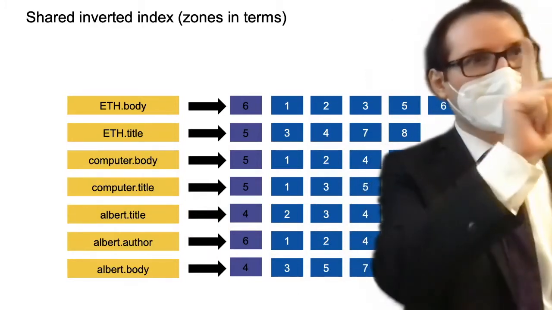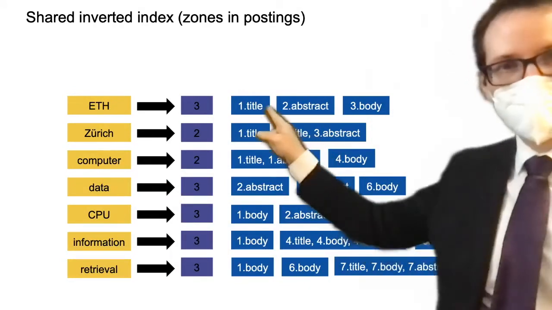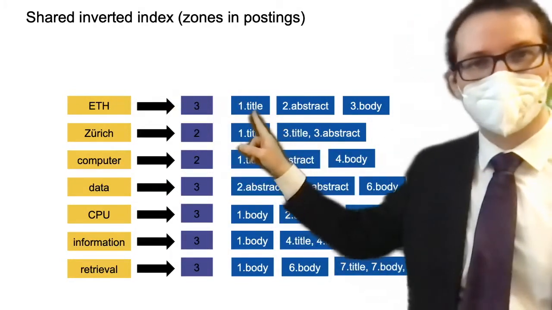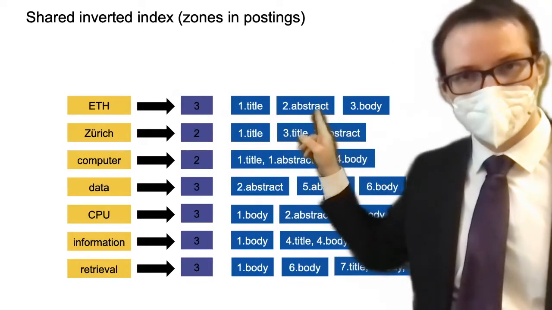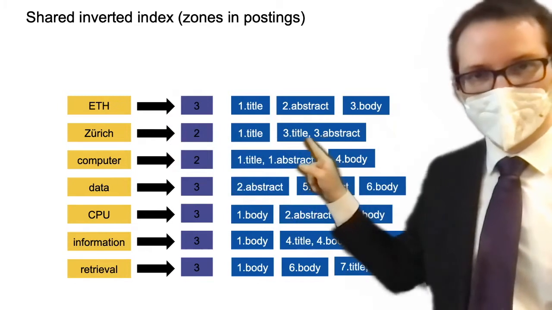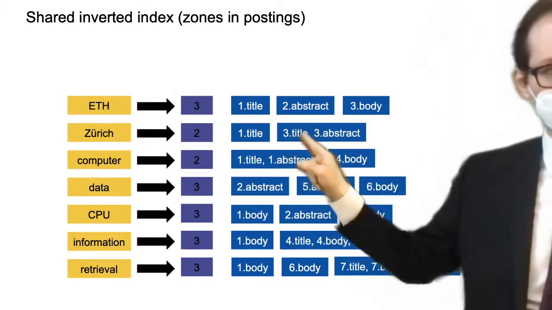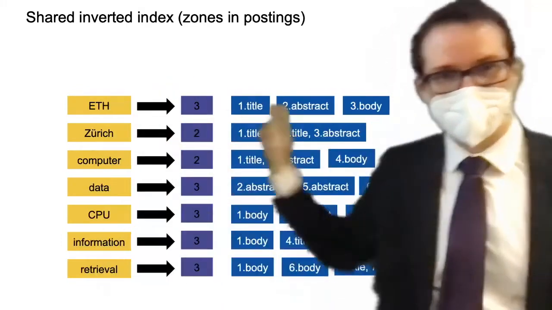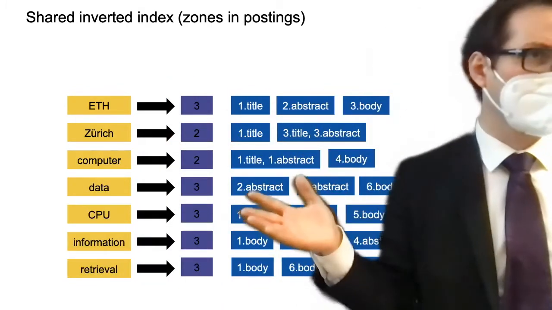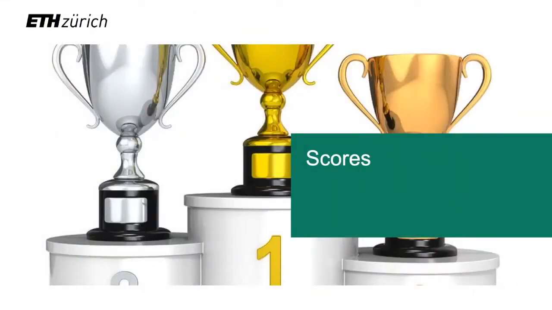First way. The second way is not here, but here, right? Then we say, okay, ETH is in the title of document one, in the abstract of document two, in the body of document three, Zurich is in the title and the abstract of document three, and so on and so on, okay? So first method, second method, and both are okay. You can pick whichever you actually like best.